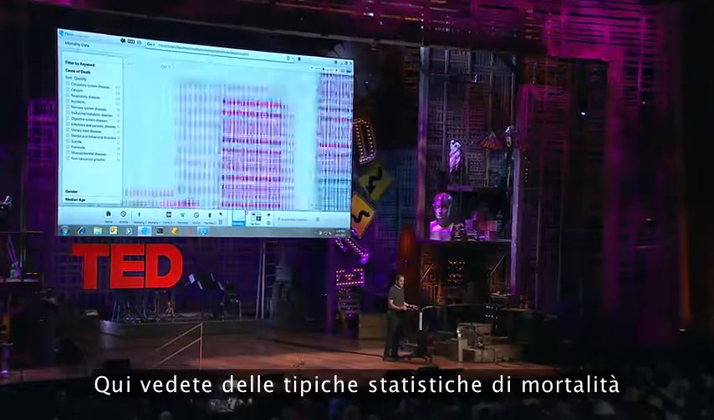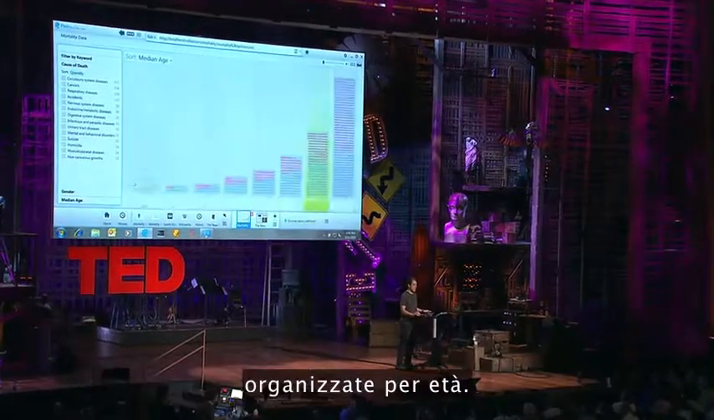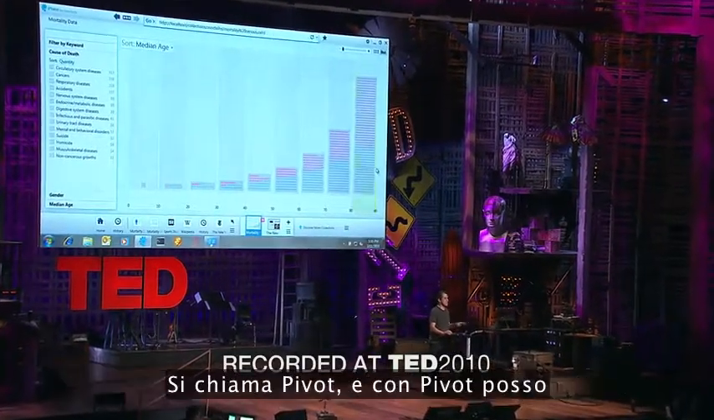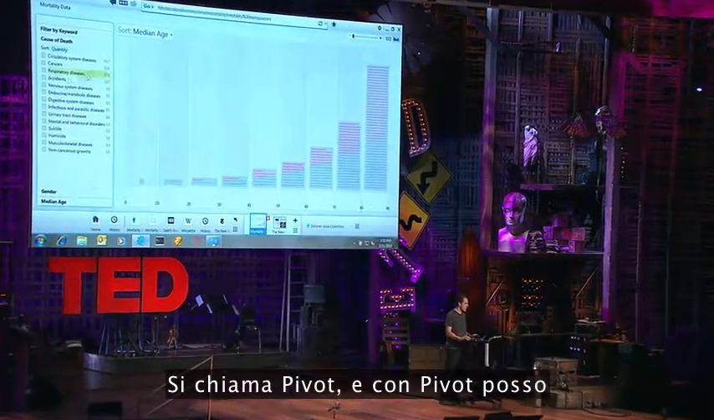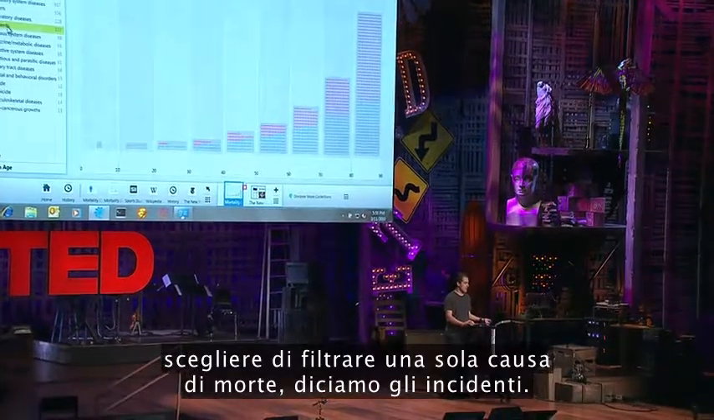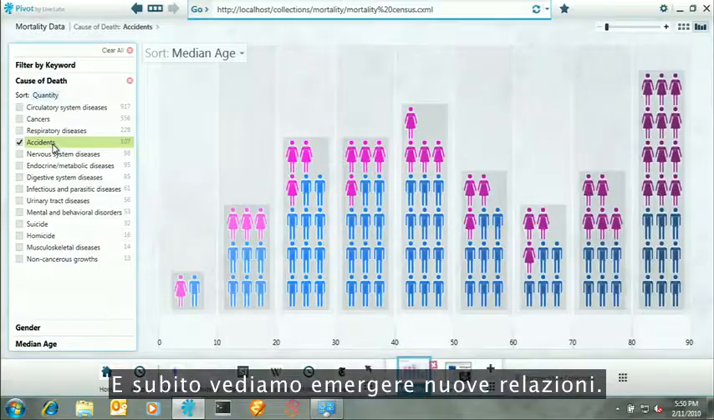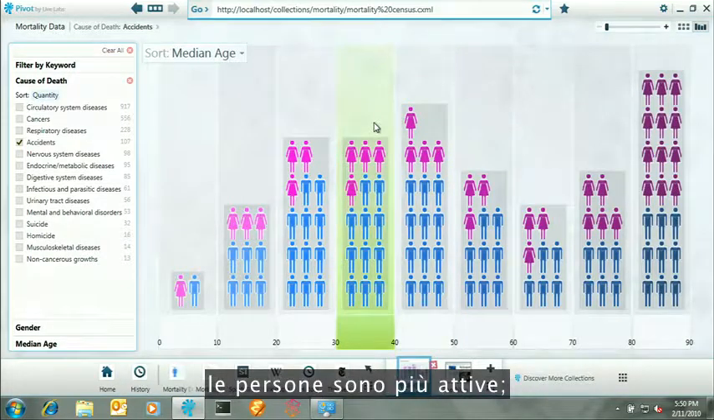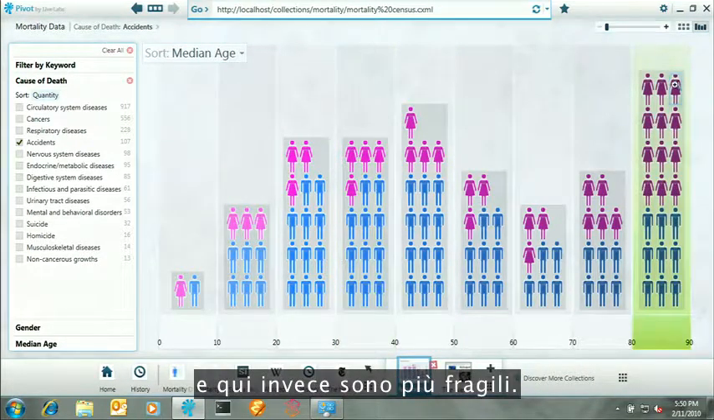So what we're looking at right here is a typical mortality chart organized by age. This tool that I'm using here is a little experiment. It's called Pivot. And with Pivot, I can choose to filter on one particular cause of death, say accidents. And right away, I see a different pattern emerges. This is because in the mid-area here, people are their most active, and over here, they're their most frail.